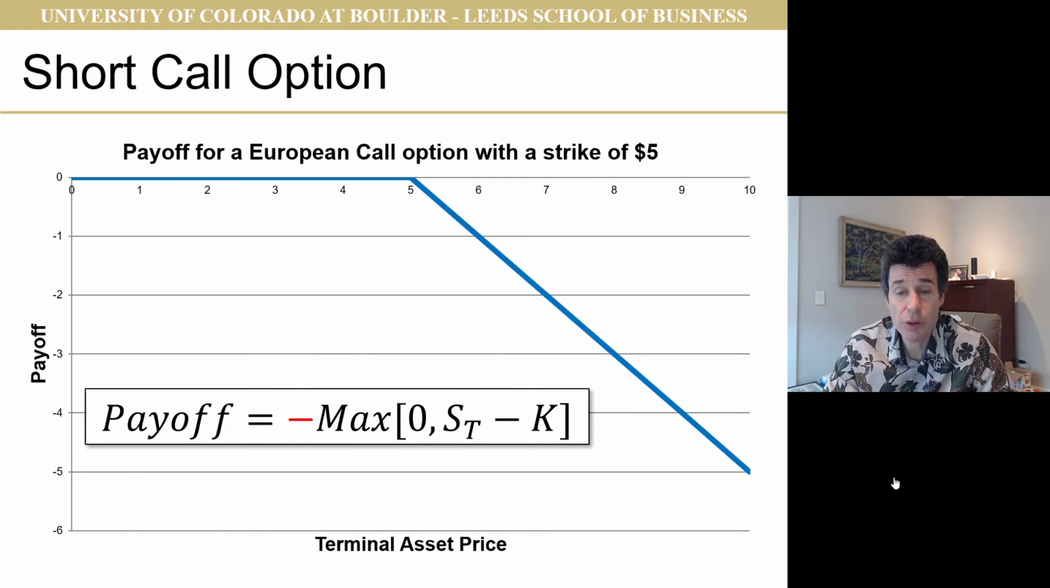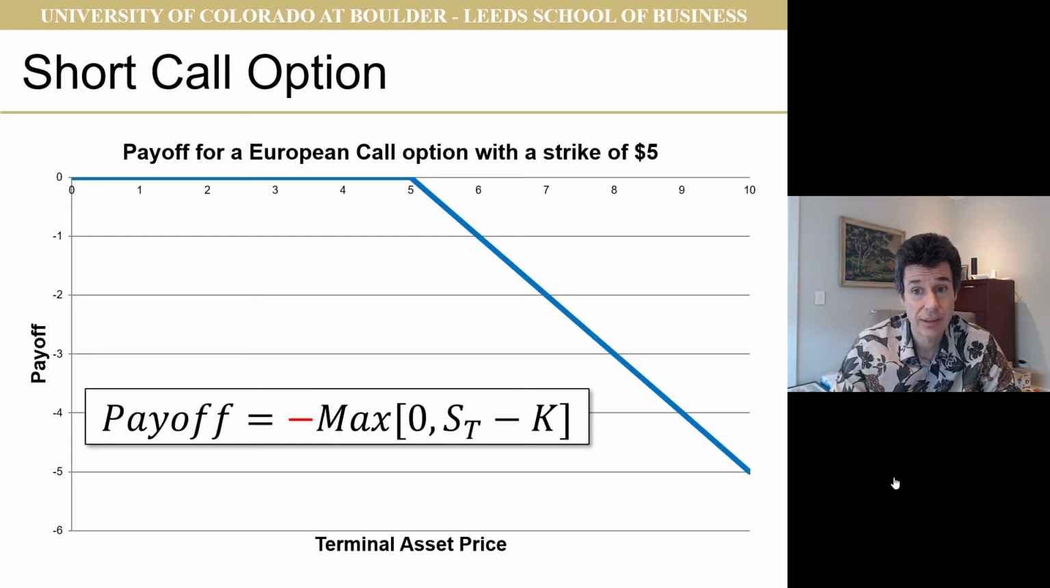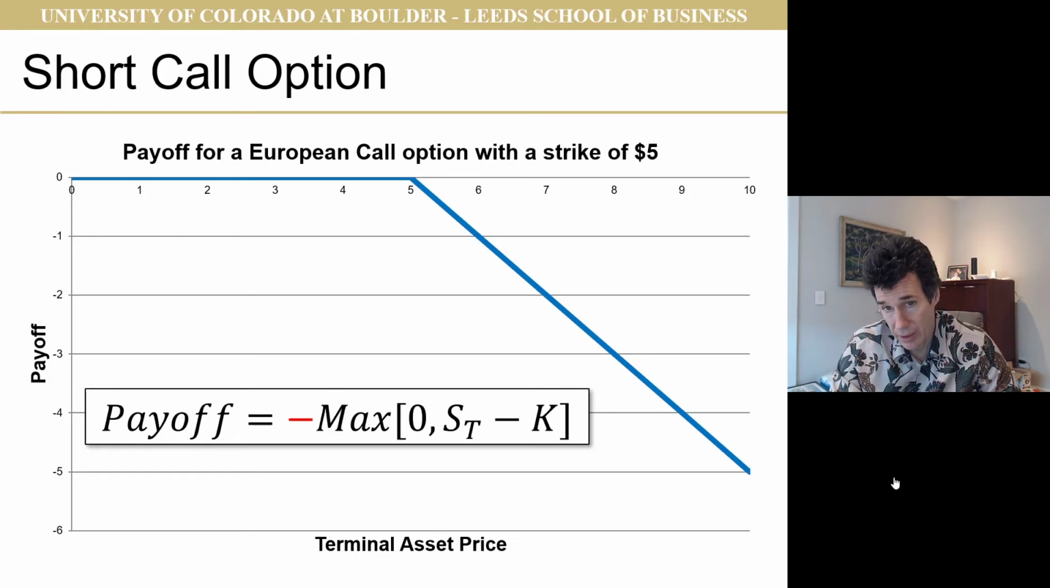So if we've sold the right to somebody else to buy this asset for $5, then if the asset ends up at $3, they are not going to exercise the right and the option ends up worthless. But of course, if the asset ends up at $8, they're going to exercise that right, and we have to sell them something worth $8 for 5. So we've lost $3. And hence, this picture is the opposite of the previous picture. And we have a bunch of possible payouts, all of which are negative.